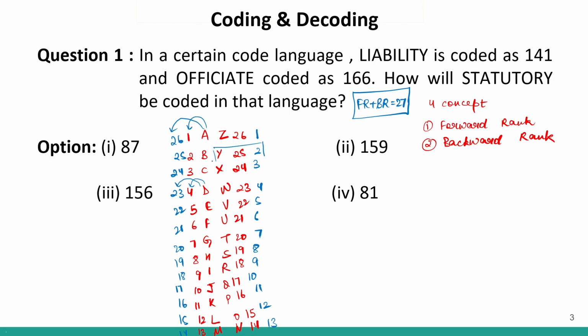If you look at Y, we have 25 plus 2, which is equal to 27. Similarly, for U, we have 21 plus 6, which is equal to 27. Take any random letter, for example, I. I's forward rank is 9, backward rank is 18, sum is equal to 27. So this is another concept for forward rank and backward rank.